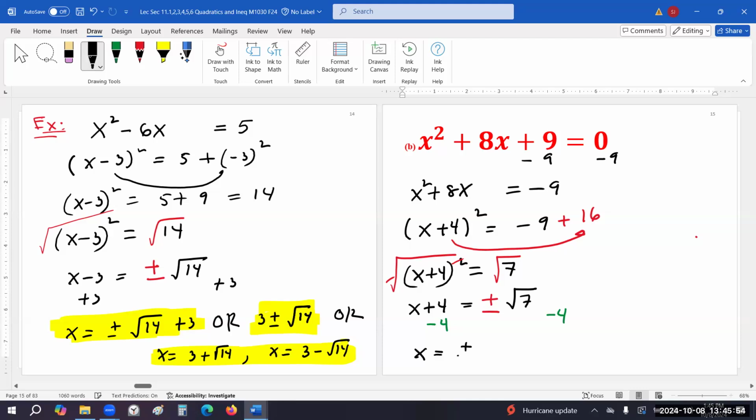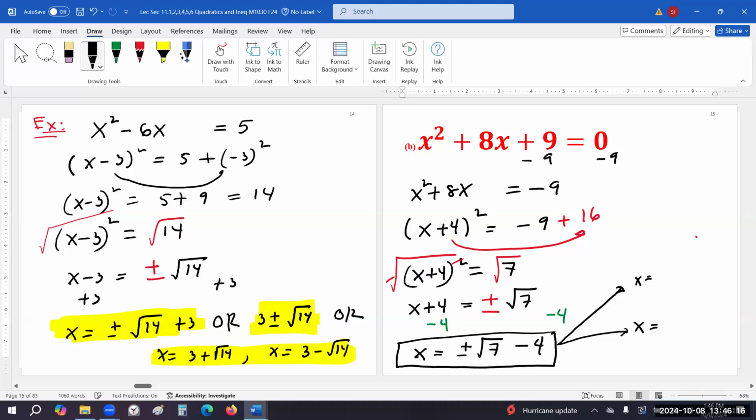So x is plus minus square root of 7, minus 4. Now are we done? Yes. As long as the x is alone, we are done. But if you want, you can split that into 2 pieces. You don't have to, but if it makes your life easier to see what's going on, you can write positive square root of 7 minus 4 and negative square root of 7 minus 4. This is what plus minus means. Sorry, my bad.